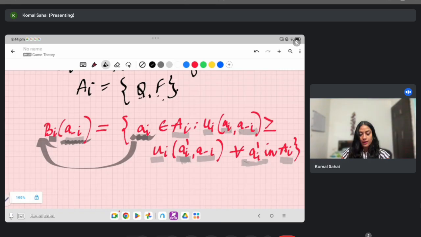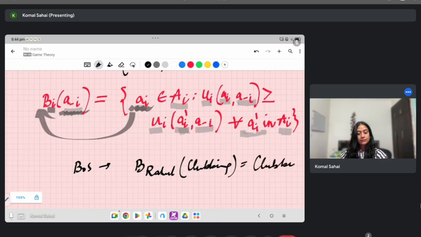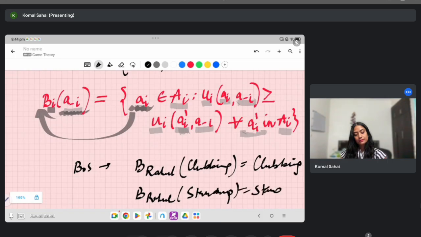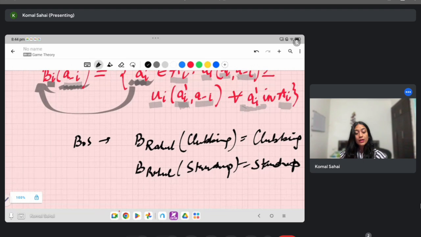Alright. So, for example, in the Battle of Sexes, Battle of Sexes में था that suppose the best response of player 1, suppose Rahul, best response of player Rahul when Anjali plays clubbing is clubbing, and the best response of Rahul when Anjali goes for stand up is stand up. ठीक है? इस केस में ये सिंगलटन सेट है, मतलब कि एक ही एक्शन है. ऐसा हो सकता है कि जब she goes for stand up, if the payoff functions are such, then both clubbing and stand up give the same payoff. तो वो दोनों ही बेस्ट रिस्पॉन्स फंक्शन में आ जाएंगे.